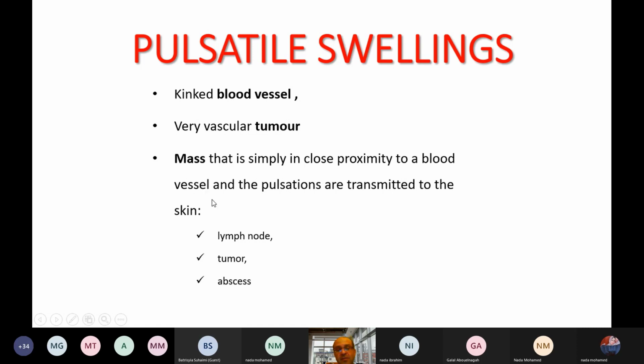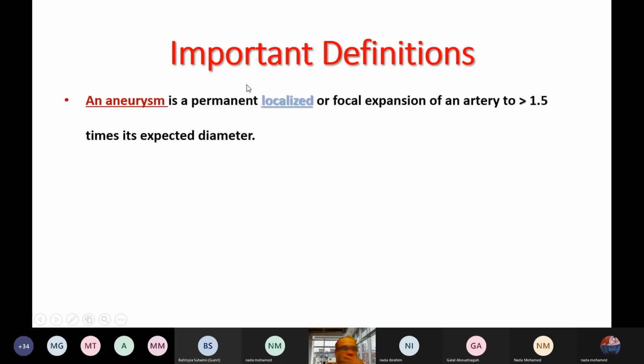You may have a mass which could be above or below the blood vessel, and so you can feel the pulse. But in our main interest, the pulsatile swelling could be an aneurysm.